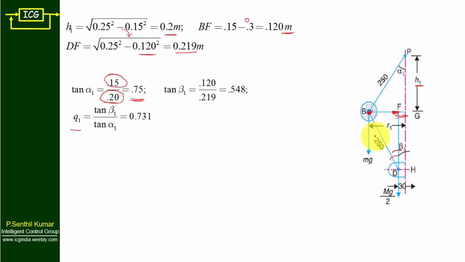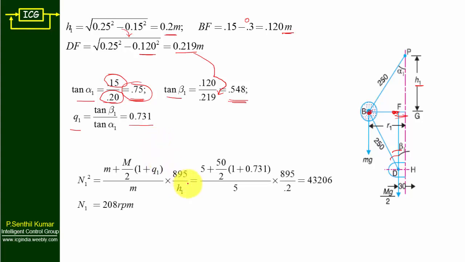Similarly, tan beta. So this is tan beta, BF divided by DF. So BF value 0.120, DF value here we have 0.219. So you will get this value. So what is Q1? Tan beta 1 divided by tan alpha 1. So this value divided by this value. So you will get 0.731. So this is the value of Q for the minimum position. So we can take it as Q1.